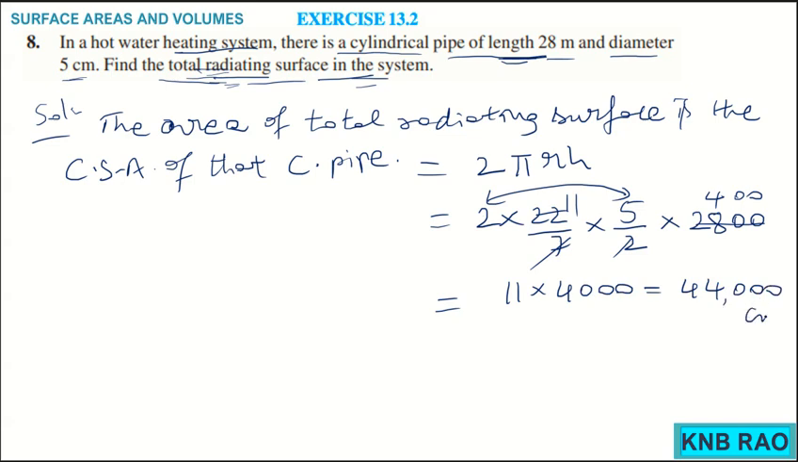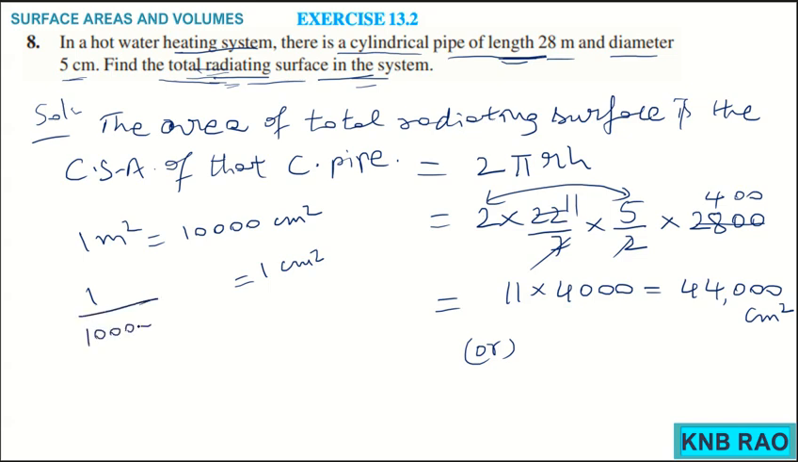44,000 centimeter square, or you know 1 meter square is nothing but 10,000 centimeter square. If I divide for converting centimeter square into meter square, if I divide by 10,000, I'll get meter squares. So 44,000 by 10,000 will be 4.4 meter square is the radiating surface of that cylindrical pipe.